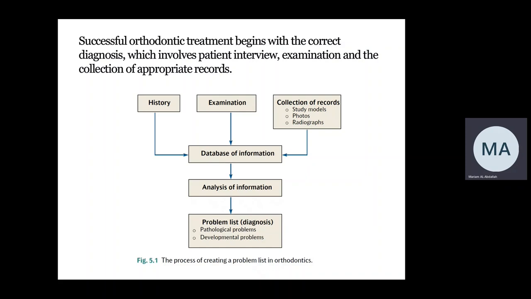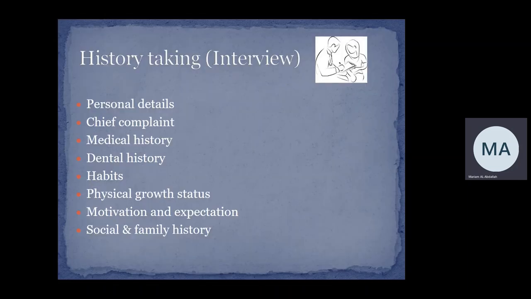And based on the clinical examination, we can take some records to aid our diagnosis and help us with the identification of problems. And this might include study models, photos, or radiographs. And after we collect all these sources of information, we need to analyze them. We need to come out with our problem list and reach a proper and correct diagnosis. And after that, we can build our treatment plan accordingly.